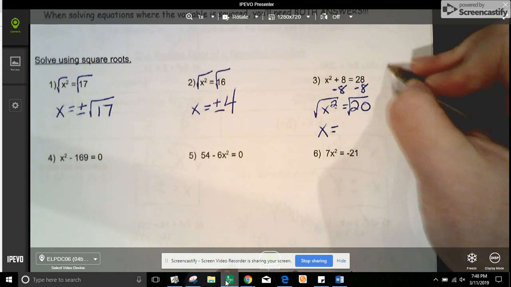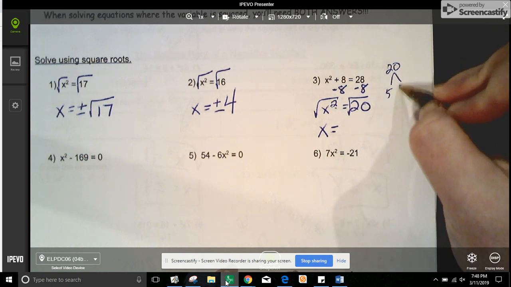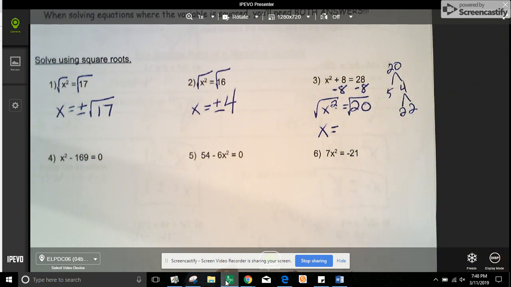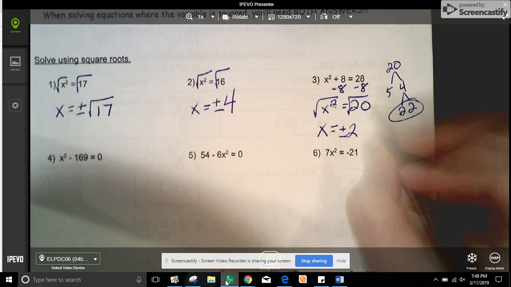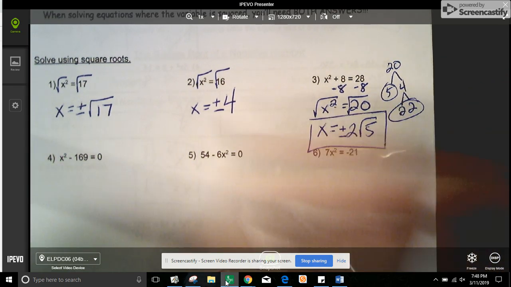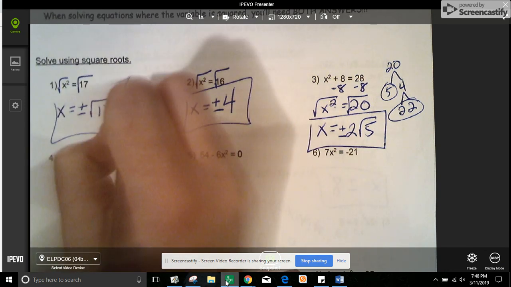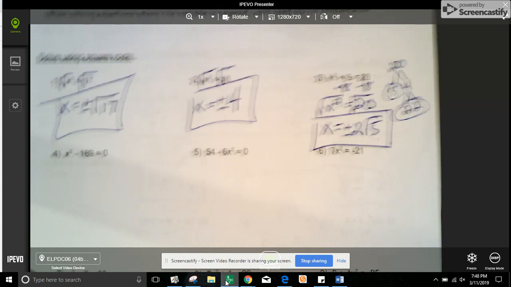In the video yesterday, however you broke it down, I'm going to use a factor tree just because that's how you broke it down yesterday. The factor tree says that I have plus or minus a pair of 2's on the outside and a 5 on the inside. So my answer would be plus or minus 2 root 5. This is why I said you have to be able to break down a root, because you can't give me the decimal. You have to break it down to 2 root 5.